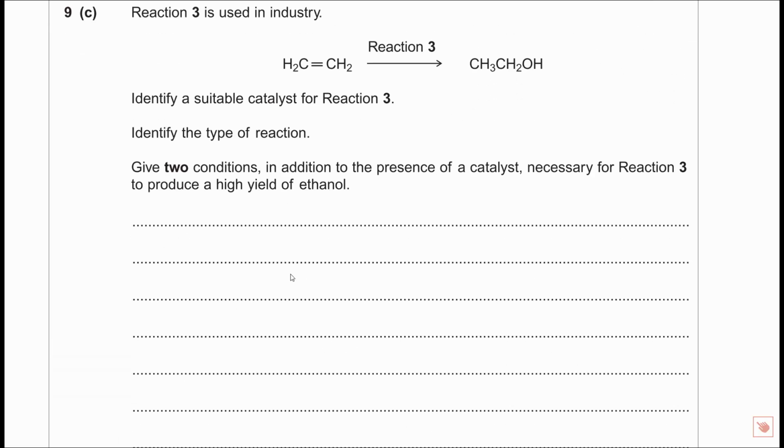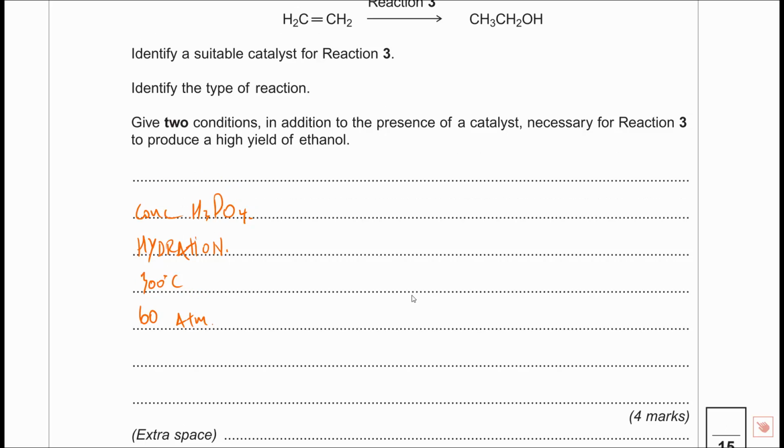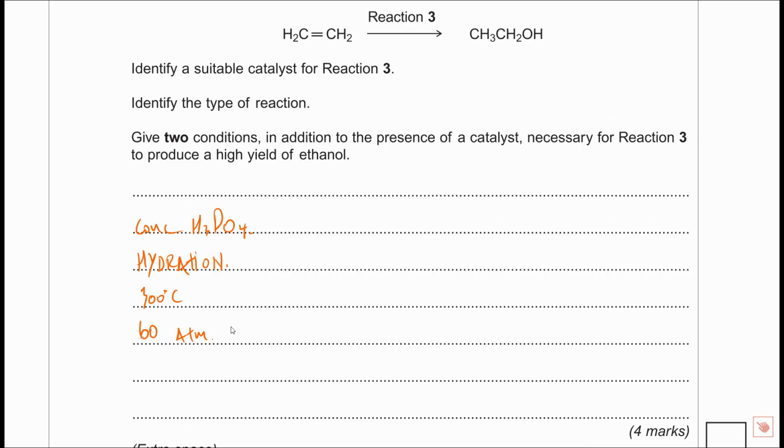Yeah, last one here. So this is tying into the hydration now of the ethene. Identify a suitable catalyst. Conc H3PO4. You could also have sulfuric, but the phosphoric is the preferred one. Identify the type of reaction. It's hydration. Or I think you can also have here electrophilic addition because we're starting with an alkene reacting to produce this alcohol. Give 2 conditions. 300 degrees Celsius. 60 atmospheres. 4 really easy marks for literally just this.